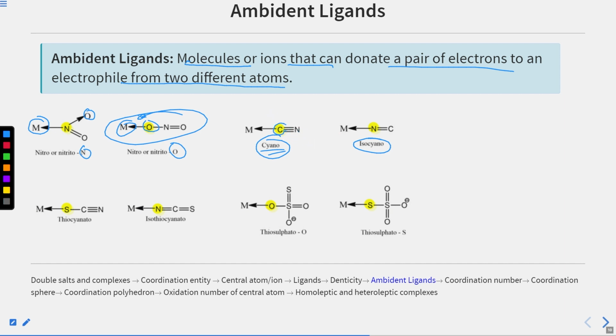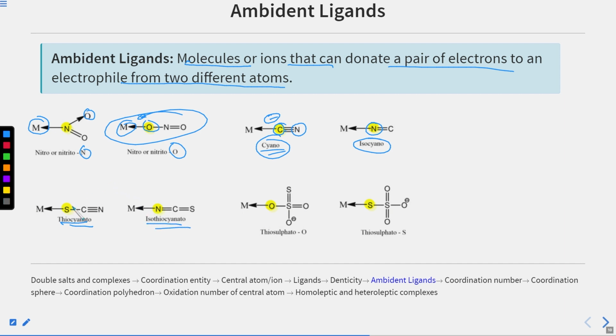Cyano has a donation site as carbon, and isocyano has a donation site as nitrogen. Okay, clear? So in cyano, you can see that nitrogen has a complete valency, but carbon has a lone pair here. Whereas in isocyano, nitrogen valency is not complete, and hence it can donate electron. Then we have thiocyanato and isothiocyanato.